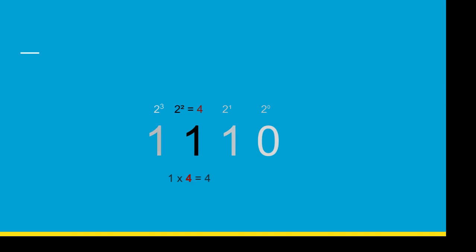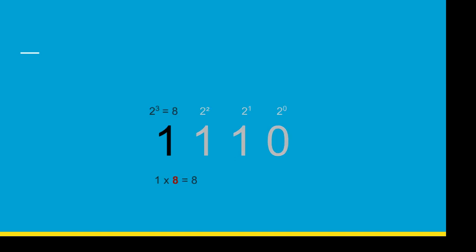And then we have 2 to the second power, or 4. So that's the 4's place in binary. And so we have 1 times 4, which is 4. And then we have 2 to the third power, which is 8. So is everybody fairly comfortable with exponents? What does it mean when I say 2 to the third power? Yeah. So it means 2 times 2 times 2, right? And so you just do the math. 2 times 2 times 2 is 8.